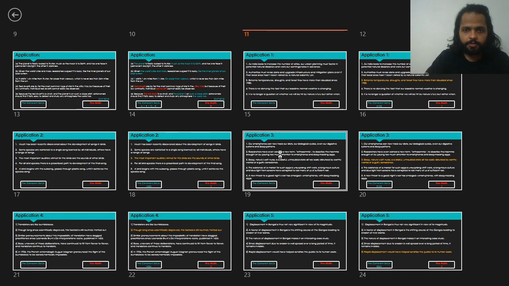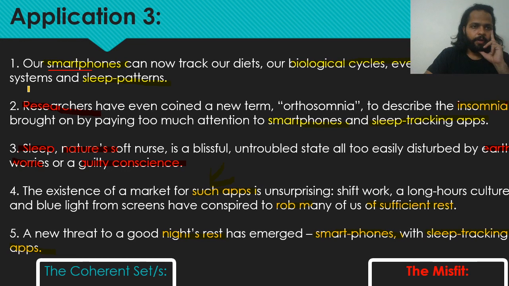Smartphones, right? This was the one. Okay. So this question is such that using context has been quite helpful. It has been key here. If you see, this talks about smartphones, sleep patterns, biological cycles, insomnia, smartphones, sleep tracking apps. Researchers is something that is only in this sentence, and then you have this sentence that talks about such apps again, and there is this reference.